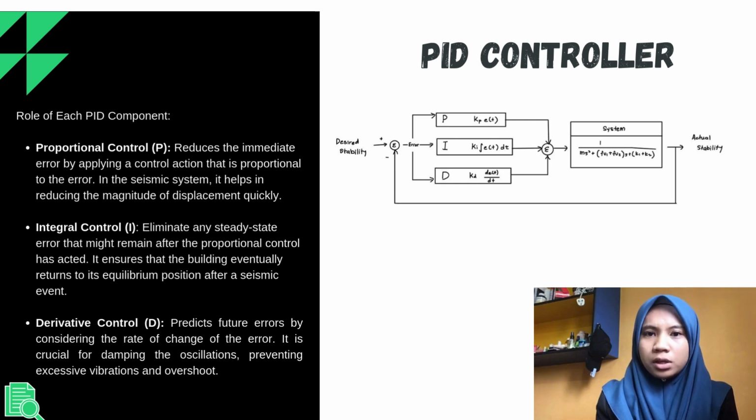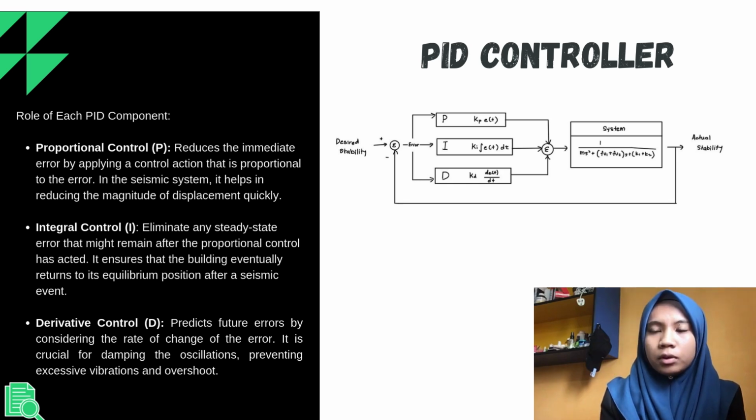The integral control addresses the cumulative displacement over time. After an earthquake, even a small displacement that isn't corrected by proportional control can cause the building to keep swaying. The integral term helps eliminate any steady-state error, ensuring that the building eventually settles into its original position.